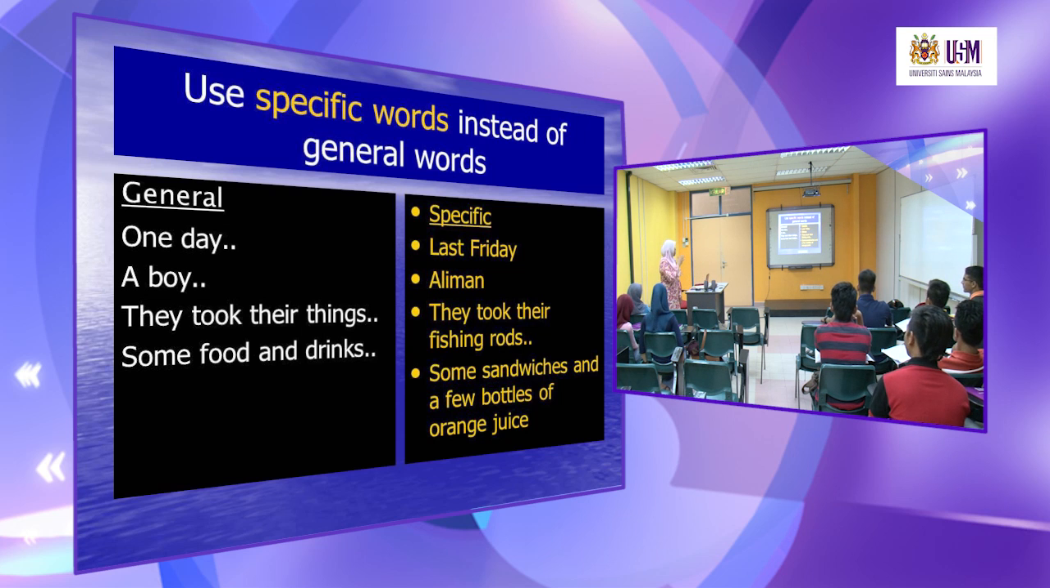Okay. If you often write, they took their things, you can describe the things they took: their fishing rods, some food and drinks. Describe what the food and drinks are. Some sandwiches, a few bottles of orange juice. Be more creative. Describe. You will get more marks for that. Okay?